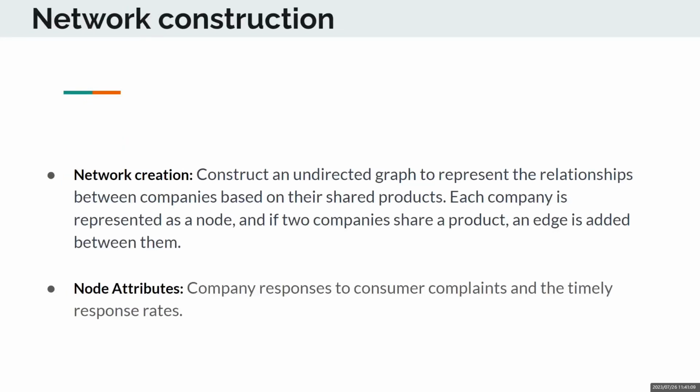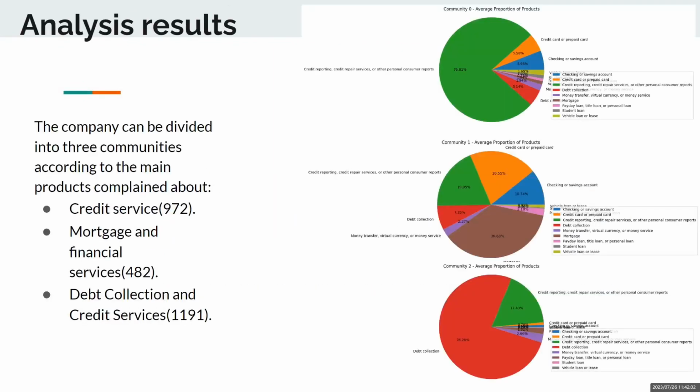First step, I created the network. I constructed an undirected graph to represent the relationships between companies based on their shared products. Each company is represented as a node, and if two companies share a product, an edge is added between them. Companies within a community may receive similar types of consumer complaints or feedback, indicating common issues faced by consumers regarding the products offered by these companies. For the node attributes, I used company responses to consumer complaints and the timely response rate. This can help to identify if there are common groups of companies within a particular field and how they handle customer complaints. Here's the analysis result.